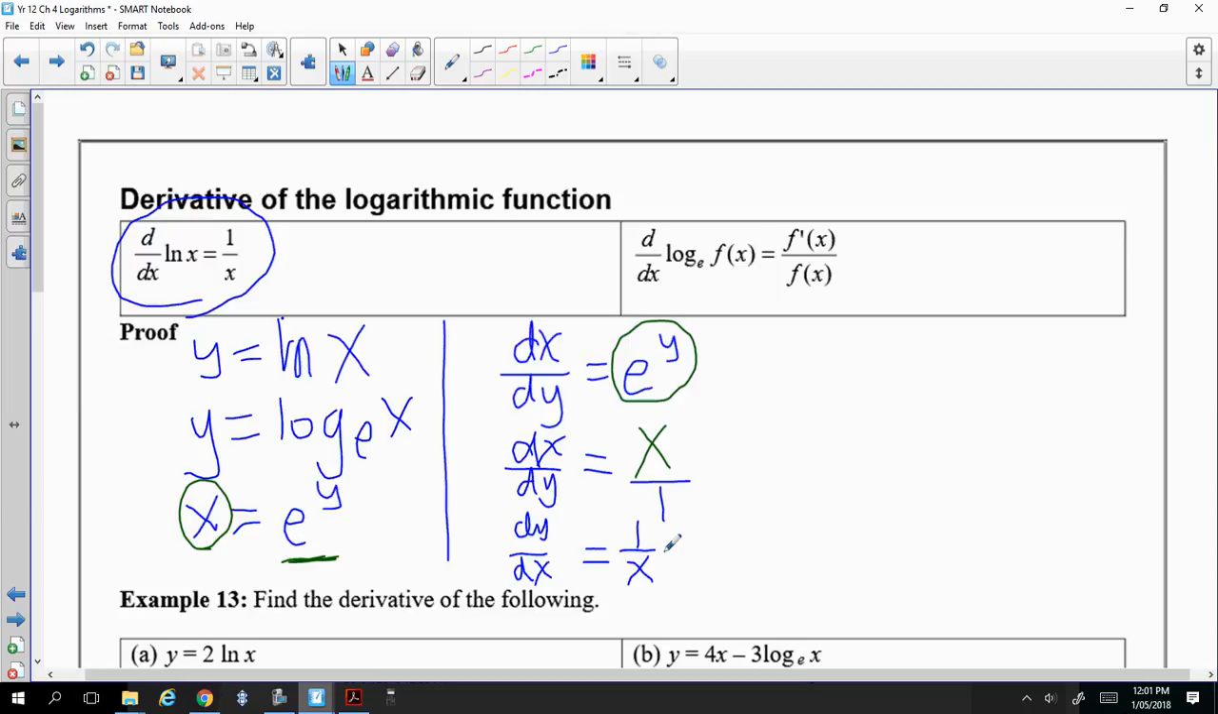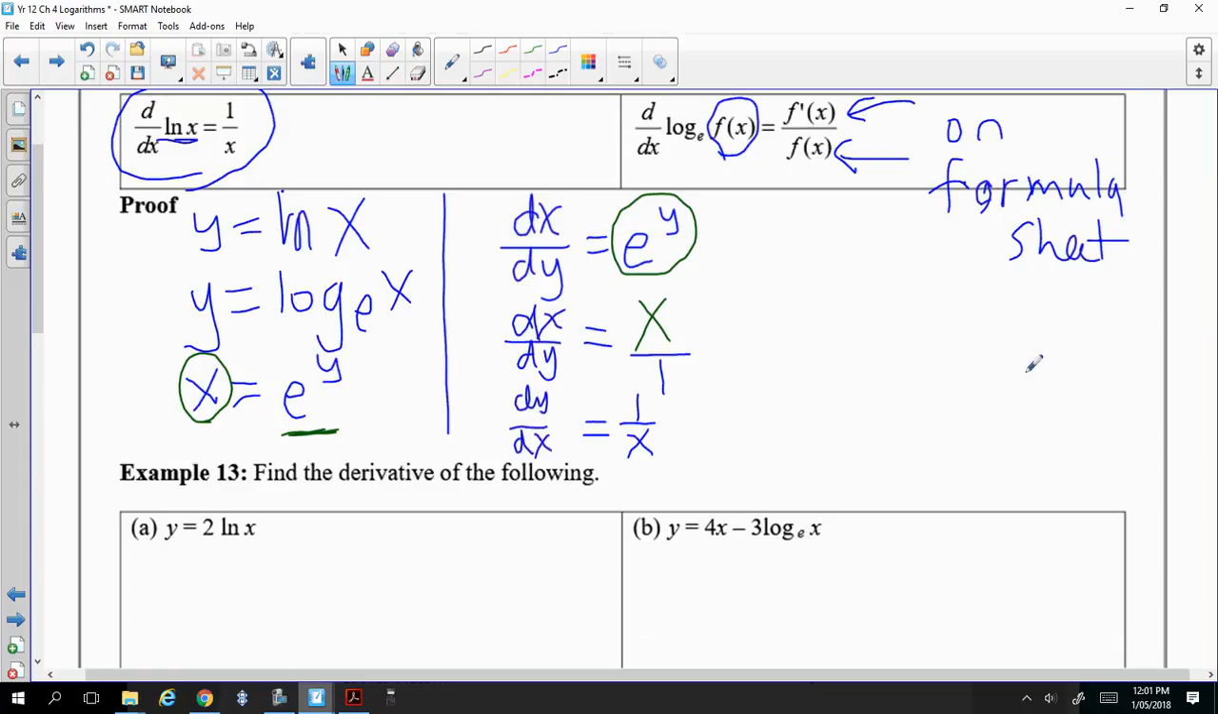Now, there are two formulas. There's this one: the derivative of ln x is 1 over x. But what if there's a function inside the log? You write the derivative on the top over the original. This is on the formula sheet. All right, let's apply these rules in the questions below, starting with example 13.